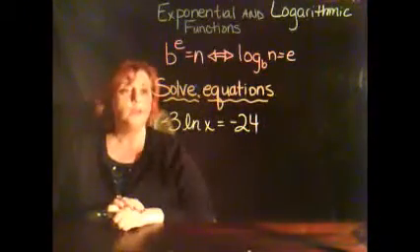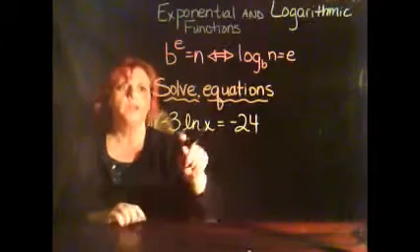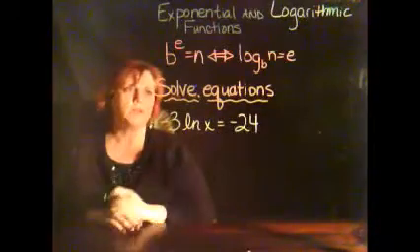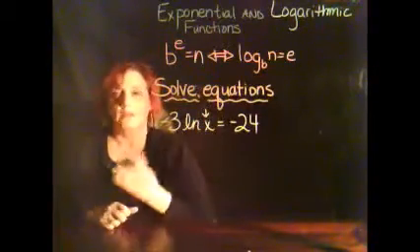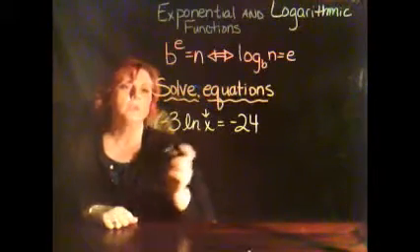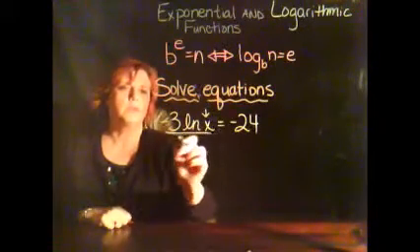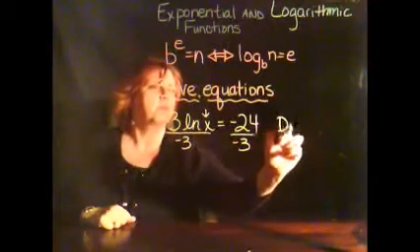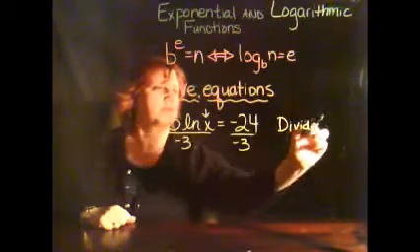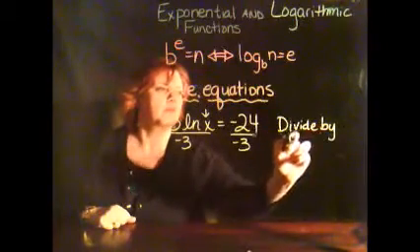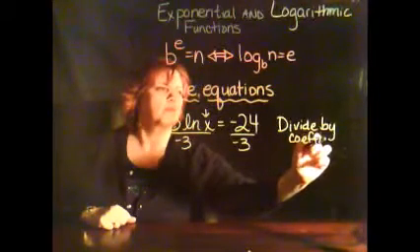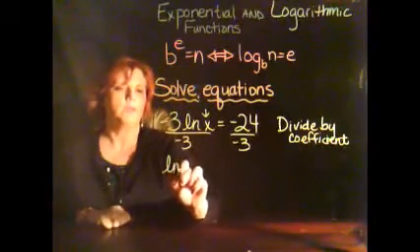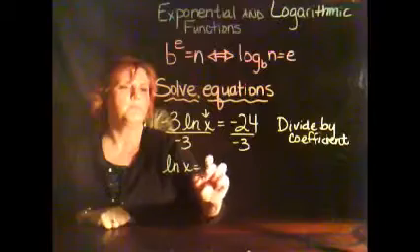In this example, we've been given a logarithmic equation, and I'm trying to find the natural log of x that's being multiplied by -3, and I know it equals -24, but I really want to know what x is, because that's what I'm doing when I'm solving equations. So I want to get that x by itself, and the first thing I'm going to do is divide by -3. So I'm left with the natural log of x is equal to 8.